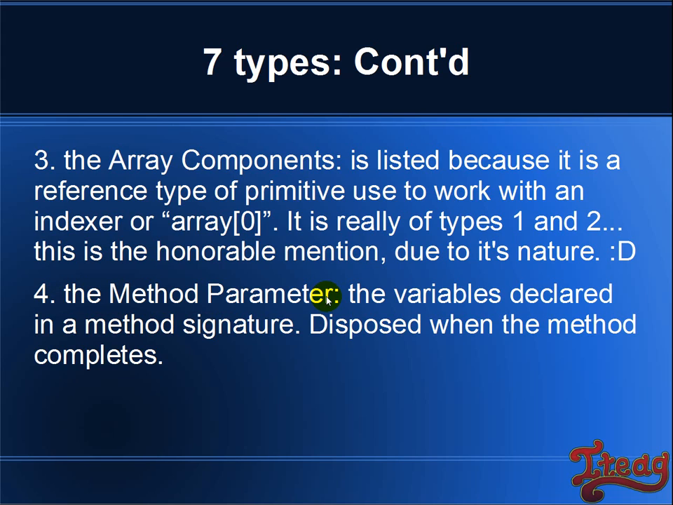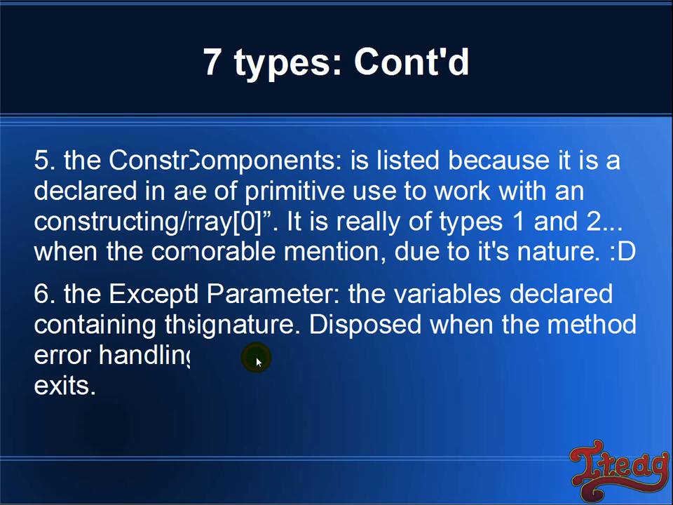The method parameter. Okay. Yes, this would be in the method signature. You'll have the data values that you're wanting to pass in. And so a method parameter is one of these data values that you're passing into a method to get it fired up. So variables declared in a method signature, and they are disposed when the method completes. So once the method goes out of the stack, boom, those variables are disposed of.